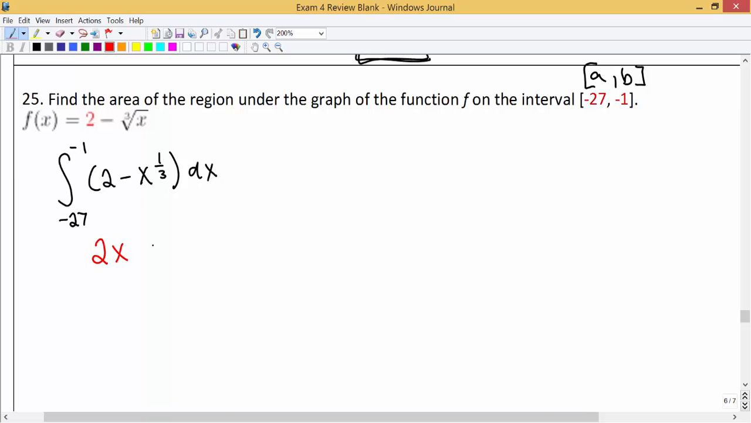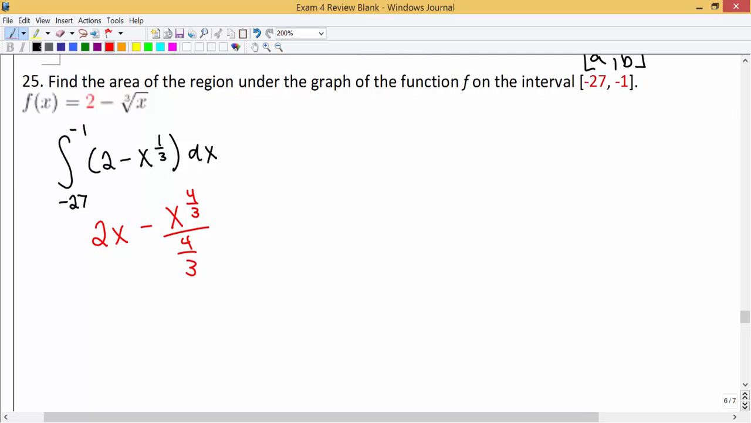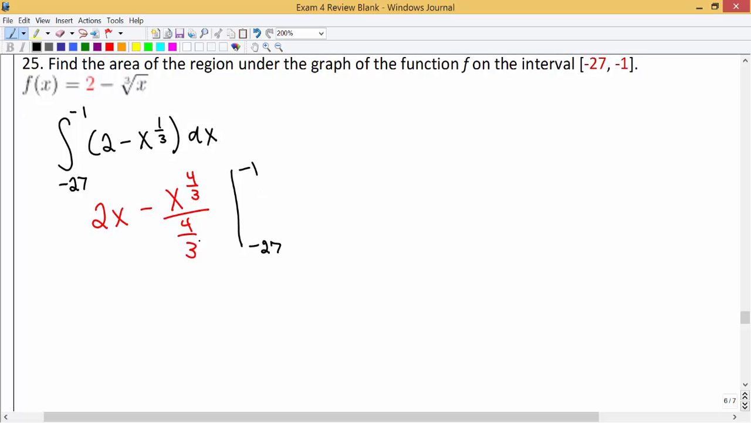So that would be 2x minus, we're going to add 1 to the power, so that would be 4/3. Then we're going to divide by that power. And then we're going to evaluate from -27 to 1. Let's simplify a little bit before we do that. I'm going to go ahead and flip this and multiply it times the top. So we're doing 2x minus 3/4 times x to the 4/3 power. And we're going to evaluate from -27 to 1.